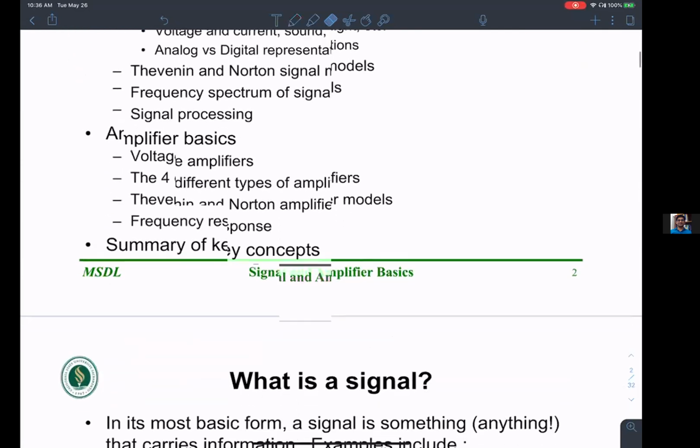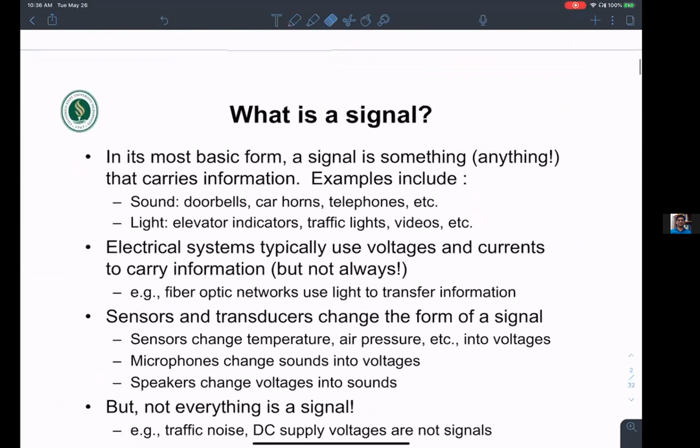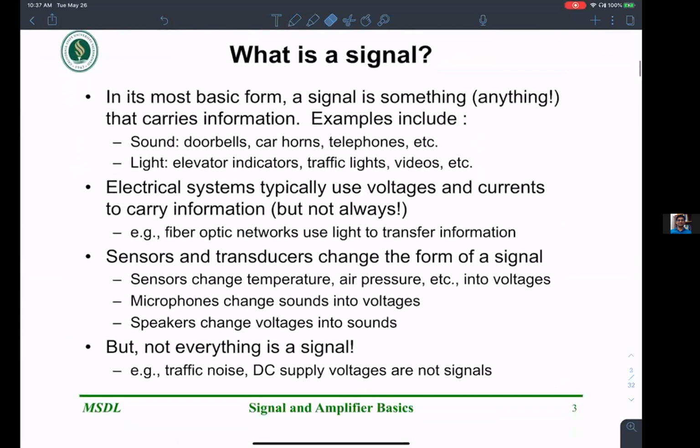Okay, signals, that's the first chapter from Sedra Smith. So what is a signal? In its most basic form, anything that carries information is called a signal. Okay, most signals include electronic waveforms, but they don't have to be electronic waveforms.